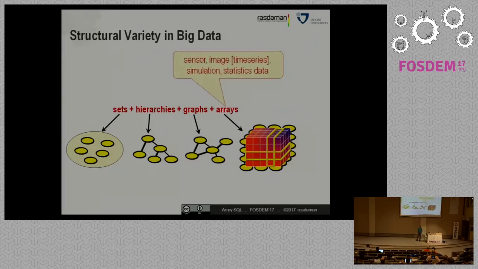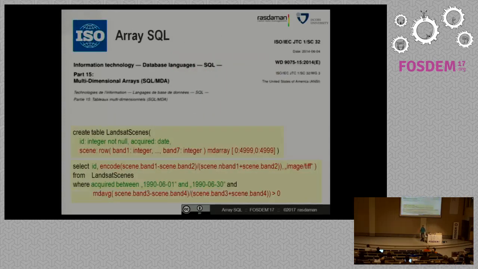Incidentally, if you come back from the abstraction and see what that means in practice, then you find that typically this is sensor data, image data, image time series, simulation output, or statistics data cubes. Data cube is a common term for what in the end is arrays. So the standard, in a nutshell, is going to look like this. It will be part 15 of SQL, and it adds the capability that a column in a table can hold arrays, very large arrays.